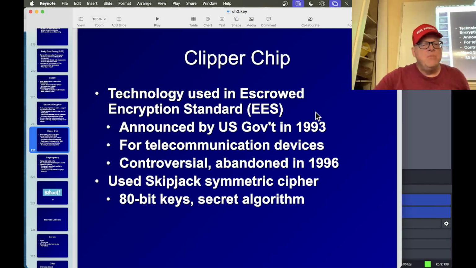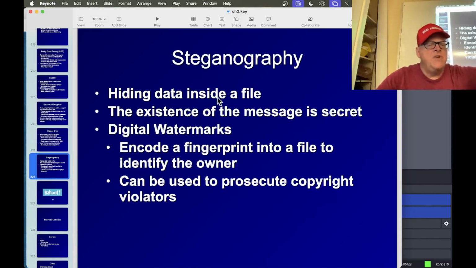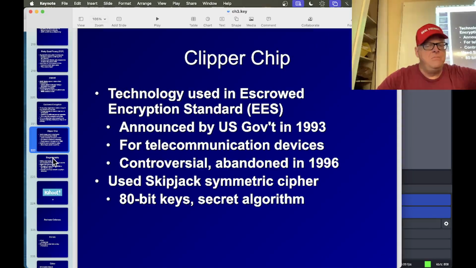The Clipper chip was the one the US government put out in 1993. They were going to build it and put it in telecommunication devices, and it turned out to be insecure and was abandoned.